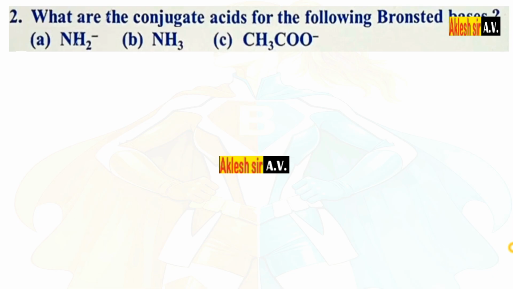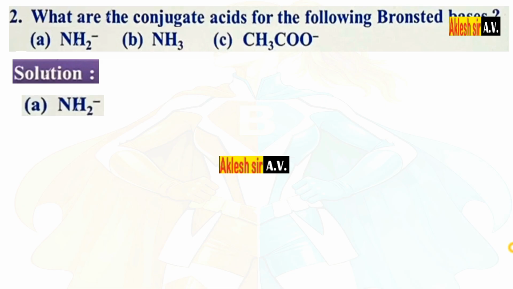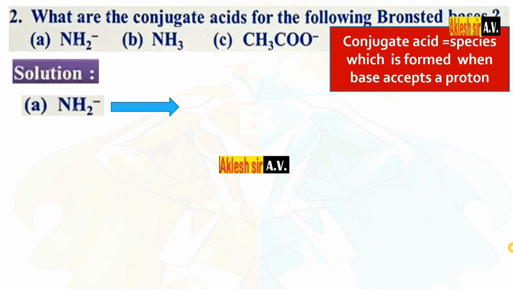So what are the conjugate acids for the following Bronsted bases? Here NH2 minus, NH3, CH3CO minus, all are what? Bronsted bases. We have to find their conjugate acids. Example, NH2 minus. First see the definition of conjugate acid. What is a conjugate acid? The species which is formed when a base accepts a proton. So here NH2 minus is a base, and when it accepts the proton, a species forms. If NH2 minus accepts the proton, it will form NH3.